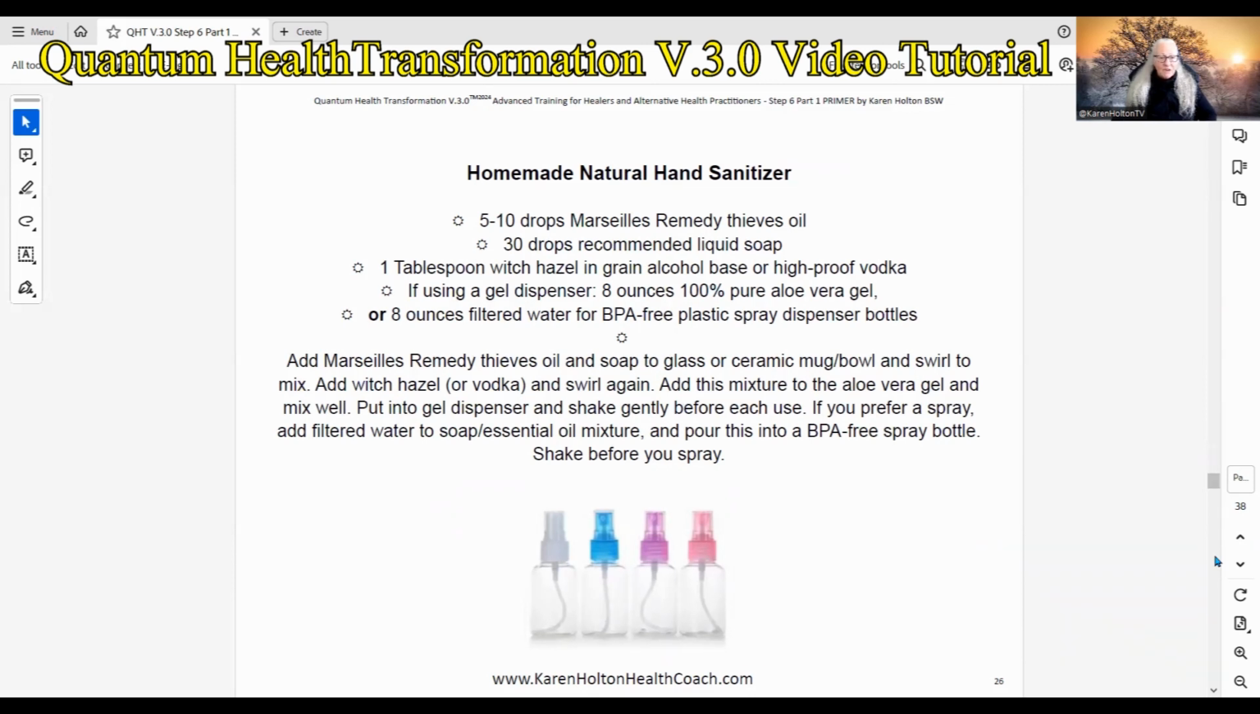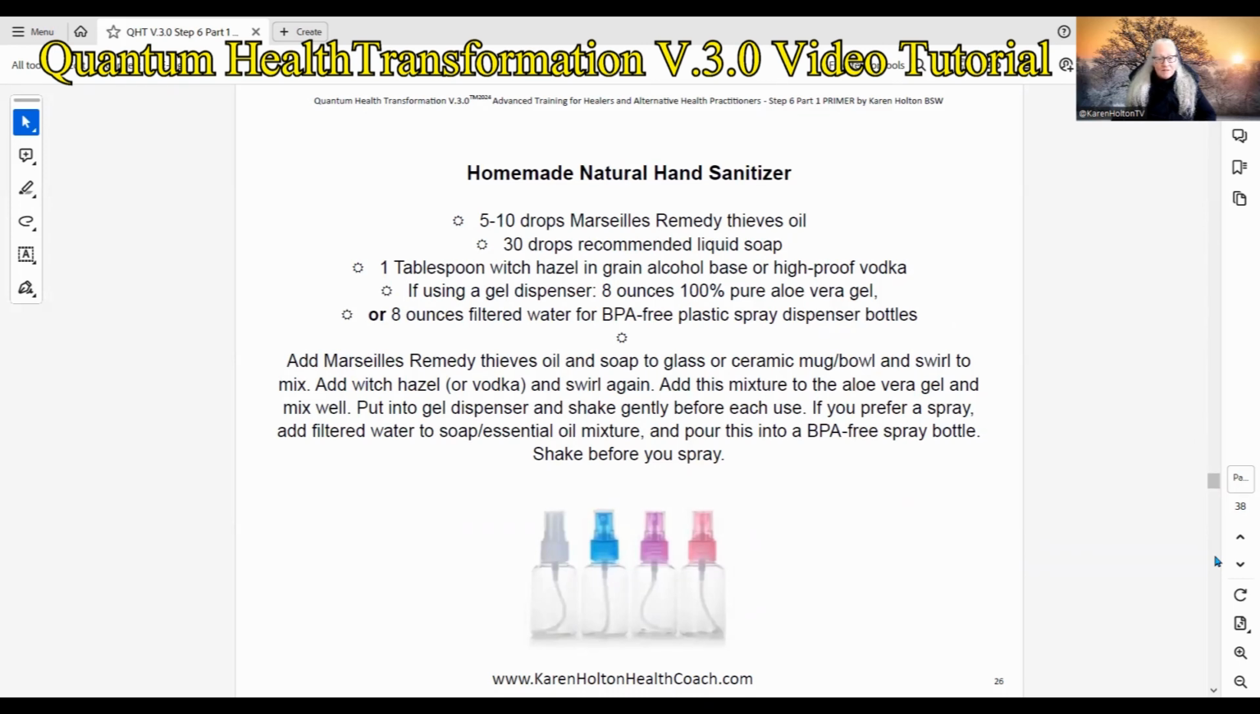So what you will need is 5 to 10 drops of Marseille Remedy Thieves Oil, 30 drops of the recommended liquid soap, 1 tablespoon of witch hazel in a grain alcohol base, or you can use high-proof vodka. If using a gel dispenser, you'll need 8 ounces of 100% pure aloe vera gel, or 8 ounces of filtered water if you're using a BPA-free plastic spray dispenser bottle.